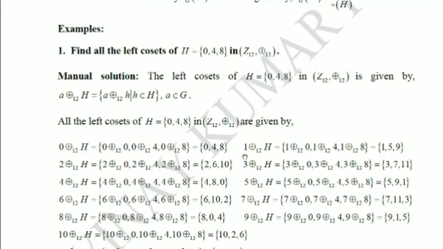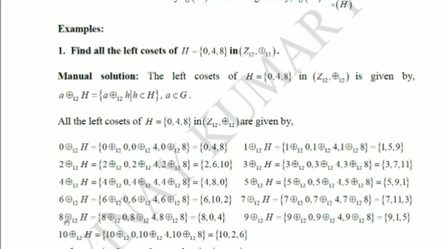You should also note that the left coset 1 addition modulo 12 H, which comprises elements 1, 5, 9, is one and the same as the left coset 5 addition modulo 12 H, which is 5, 9, 1, but in a different order, which is also the same as the left coset 9 addition modulo 12 H. So these three cosets are one and the same.